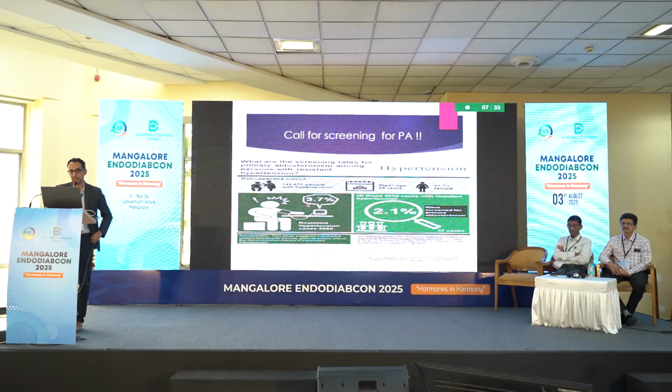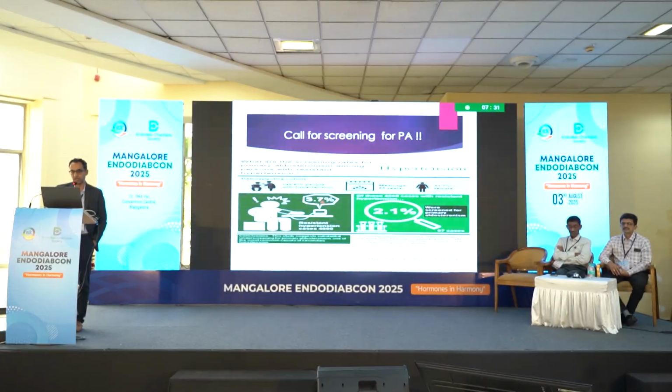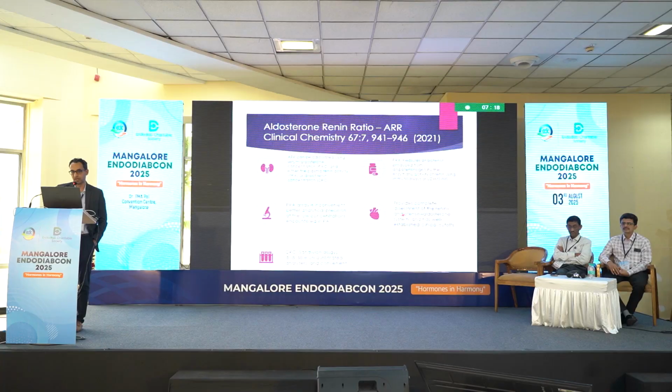Now, you need to screen for PA. This is large data from the US, more than 1 lakh patients, 3.7% with resistant hypertension. Only 2.1% were screened for primary aldosteronism. So even in the US, the screening is much less. So we need to be very careful regarding screening for primary aldosteronism.